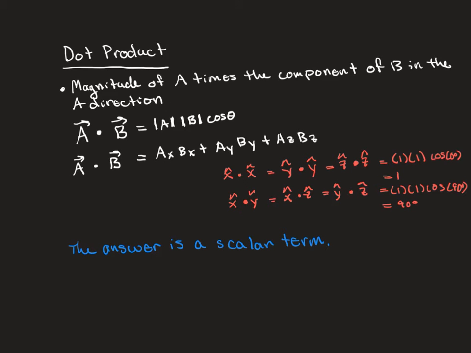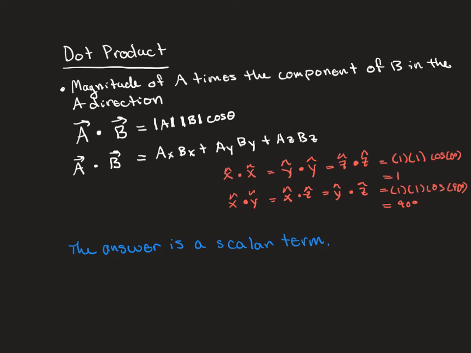Alright, so now let's talk about the dot product. The dot product is the magnitude of A times the component of B in the A direction. So effectively what we're trying to do is set up and multiply together just the portion of the vectors that are parallel to each other.